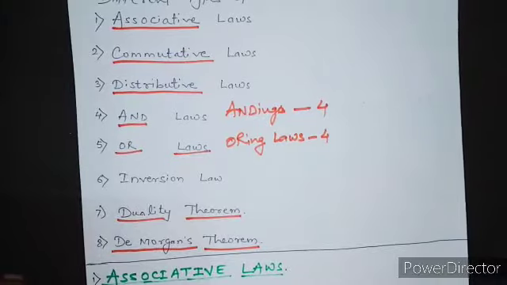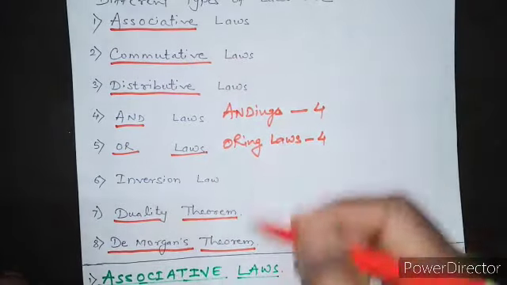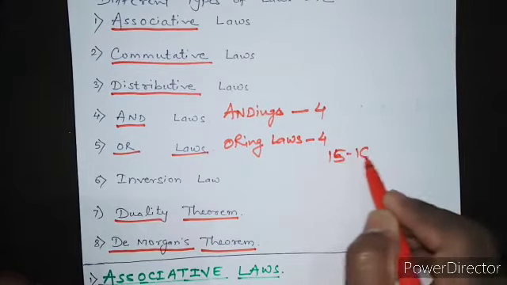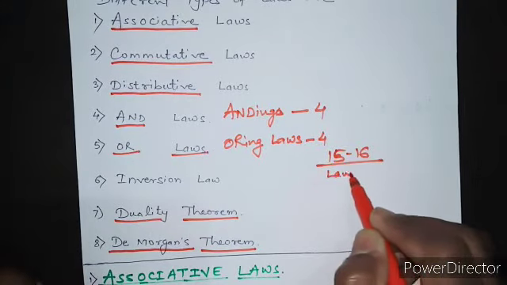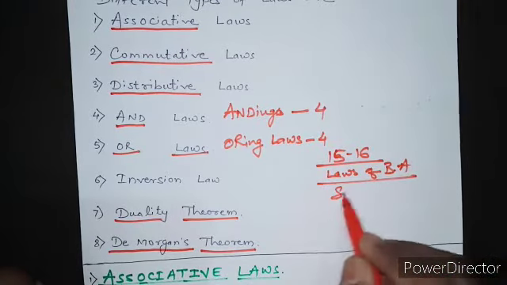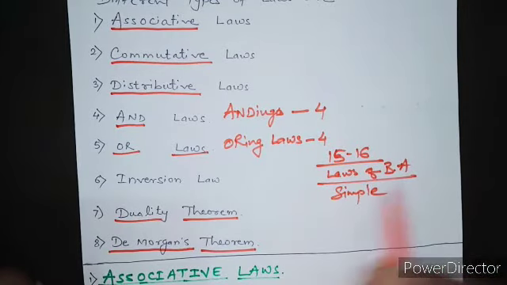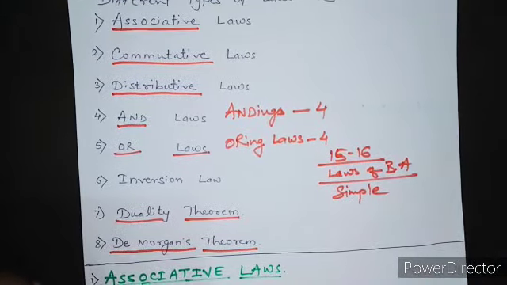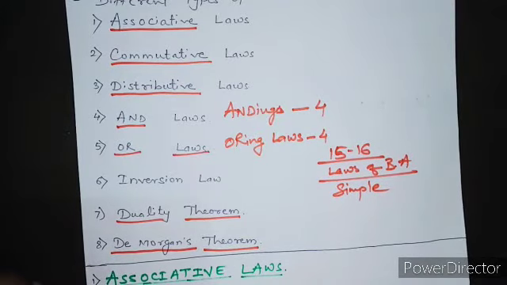So these are the different types of laws. If we combine these, then we have 15 to 16 different laws of Boolean algebra, and they are quite simple, very simple. So let us see these laws one by one.